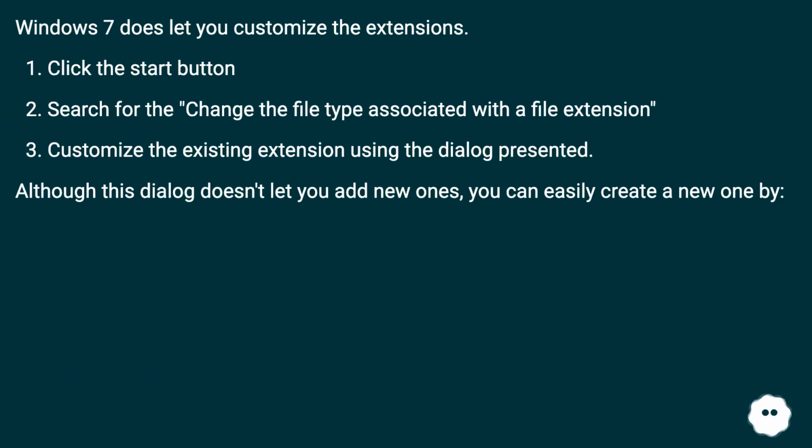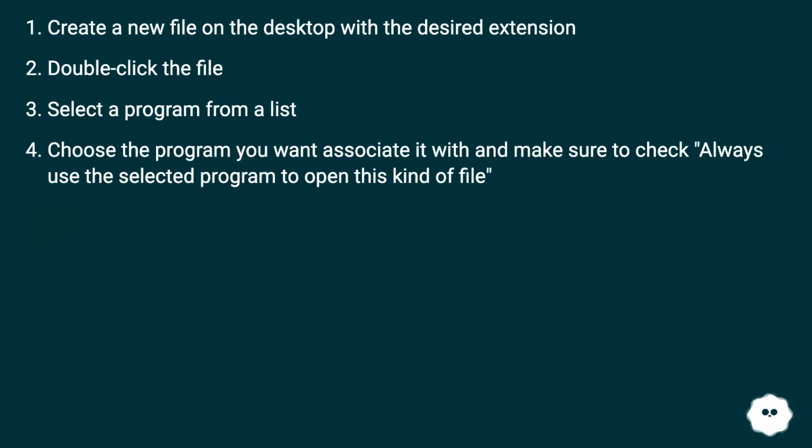Although this dialog doesn't let you add new ones, you can easily create a new one by creating a new file on the desktop with the desired extension. Double-click the file, select a program from a list, choose the program you want associated with it, and make sure to check "Always use the selected program to open this kind of file."